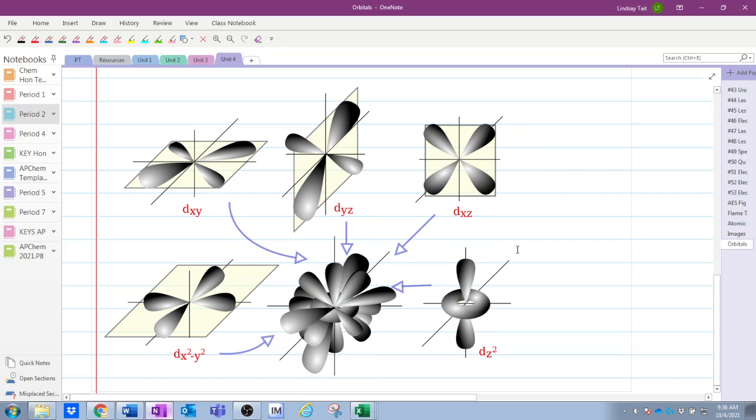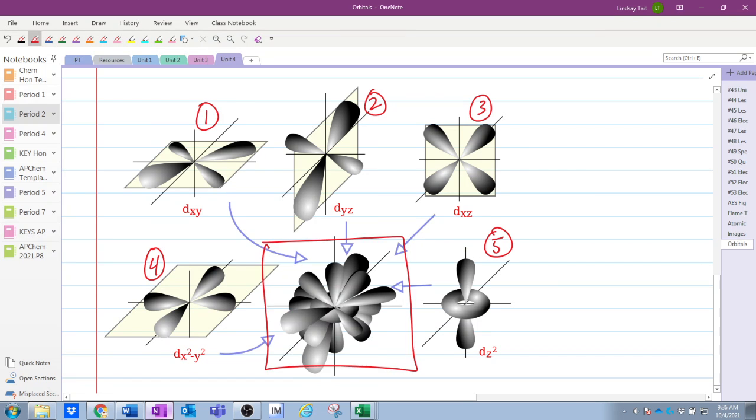Here's an image showing how all of the D orbitals would come together. So here's clover leaf number 1, clover leaf number 2, clover leaf number 3, clover leaf number 4. That's 4 orbitals right there. And notice they just keep turning the clover leaf in different XYZ plane orientation. And then here, there's your dumbbell with your donut. There's your 5th orbital. And all together now, that makes a D sublevel.